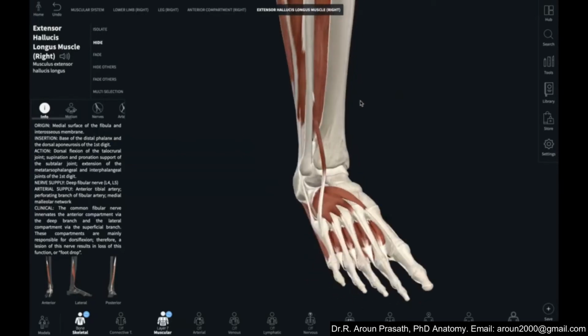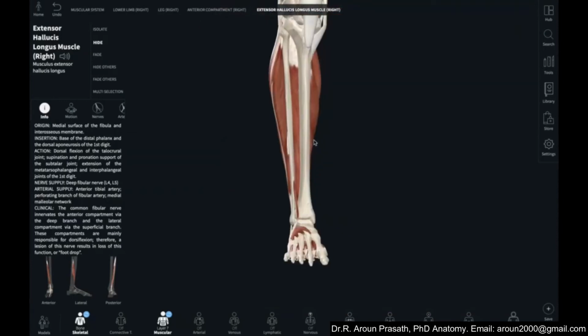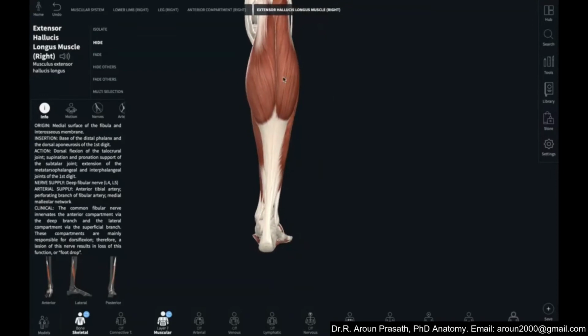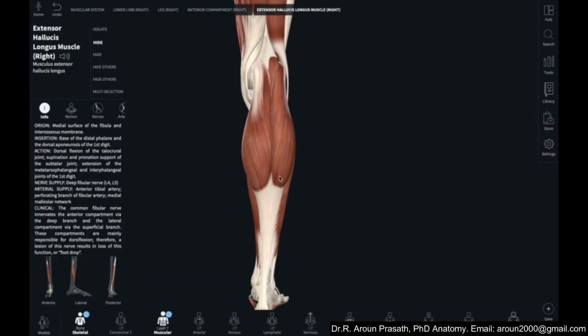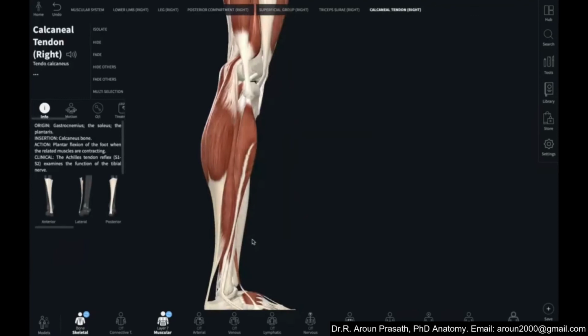Now the anterolateral muscles are over. Now we will go to the posterior muscles. The muscle that you see in the posterior aspect of the leg is called the calf muscle. This calf muscle consists of two parts. One is the gastrocnemius, and deeper to that you have the soleus. These two muscles join together to form a single tendon called the Achilles tendon.